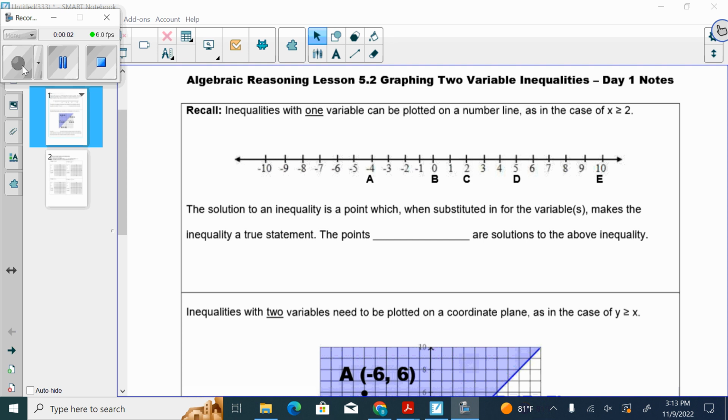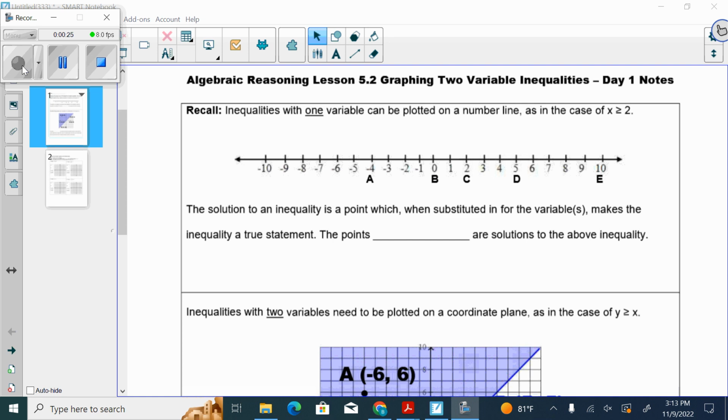Inequalities with one variable can be plotted on a number line, as in the case of x is greater than or equal to 2. The solution to an inequality is a point which, when substituted for the variable or variables, makes the inequality a true statement. The points blank are solutions to the above inequality.